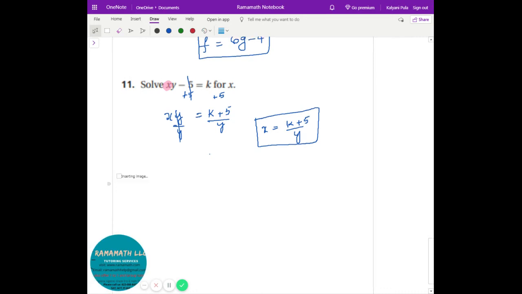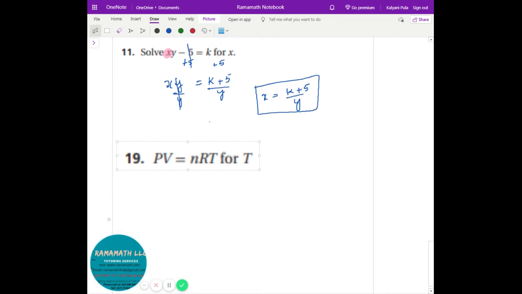Alright, that's one. So this is another one, PV equals nRT. This is one of the important formulas in physics. And then we need to solve for T and see how you guys can solve that.